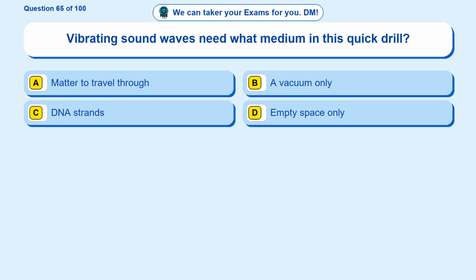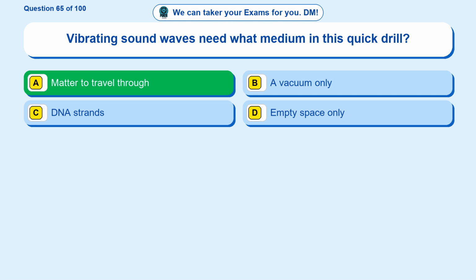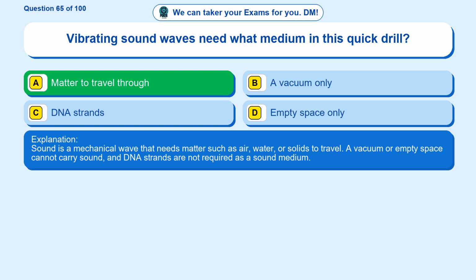Question 65. Vibrating sound waves need what medium in this quick drill? Option A, matter to travel through. Option B, a vacuum only. Option C, DNA strands. Option D, empty space only. The correct answer is option A, matter to travel through. Sound is a mechanical wave that needs matter such as air, water, or solids to travel. A vacuum or empty space cannot carry sound, and DNA strands are not required as a sound medium.